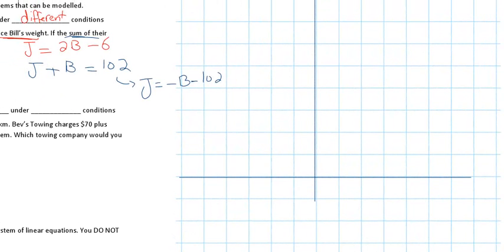How about for the second one? That should be a plus right here. What would be your y-intercept? 102. And then how would you go from there? Down 1, over 1. Okay? So let's look at this.